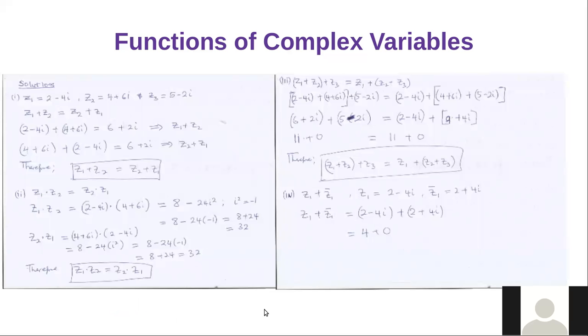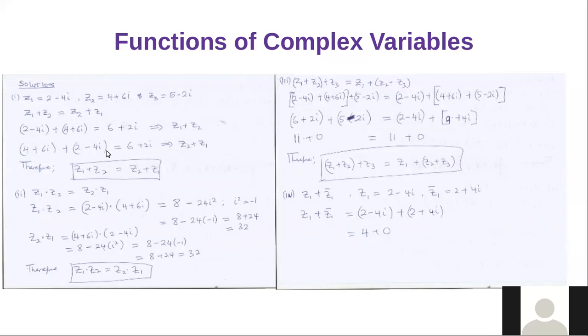Now, if you look at it, this is the solution. The first one, we have z1 equals 2 plus 4i, and z2 equals 4 plus 6i, and z3 equals 5 minus 2i. If you add them, z1 plus z2 is equal to z2 plus z1. So z1, which is 2 minus 4i, and z2, which is 4 plus 6i. If you add the real parts in this case, which is 2 plus 4, that gives you 6, and minus 4i plus 6i gives you plus 2i.